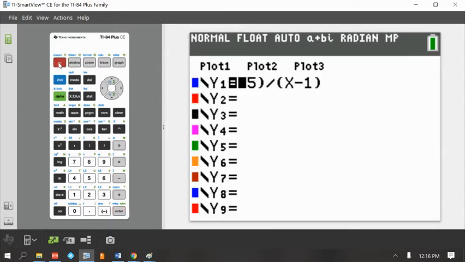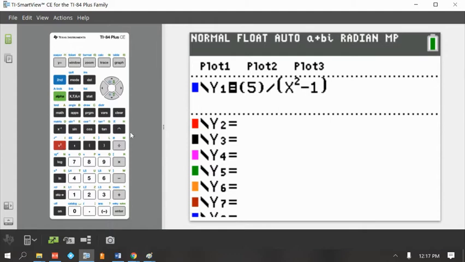Okay, so we change this equation a little bit. Let's make this 5x. Sorry, interruptions.